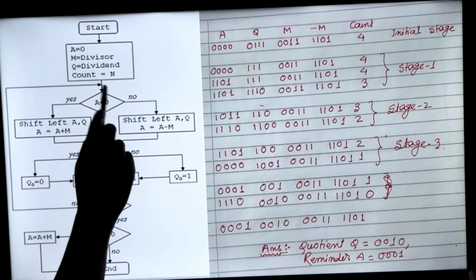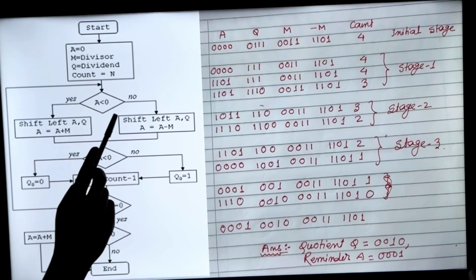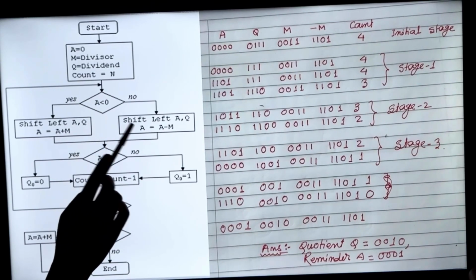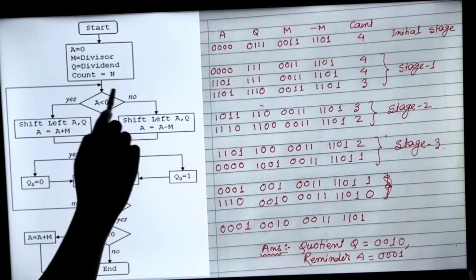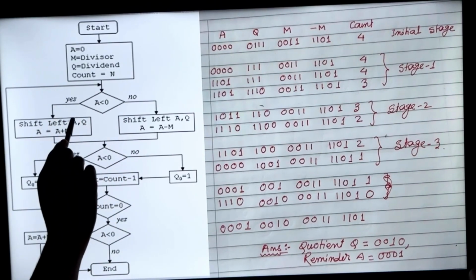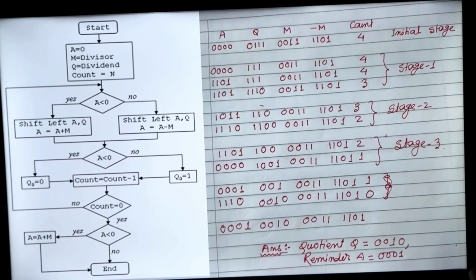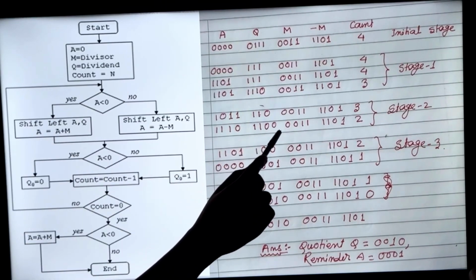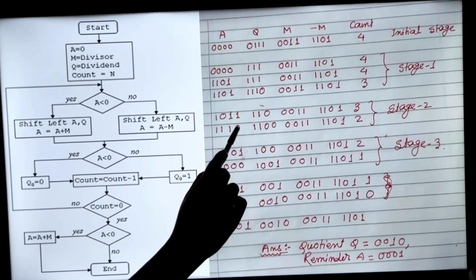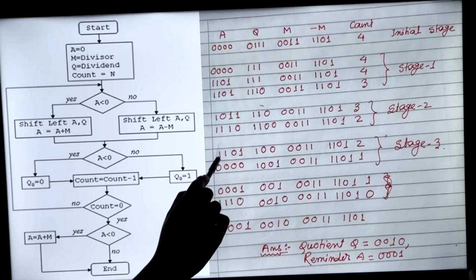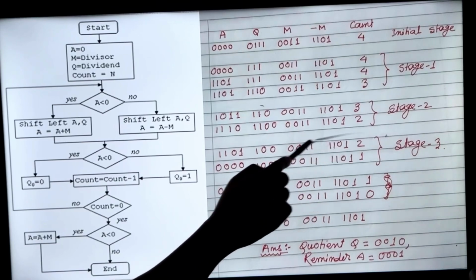I will come back here again, and then again I will check whether my A is negative or not. Yeah, this is again negative only because I have 1 here. If it is negative, I will come here, do left shift, A equals to A plus M. Left shift means this 0 will come here, this 0 is here, this 1 is here, this 1 is here, this 0 is here, 1 is here, 1 is here. This is empty, this is same, whatever I have.